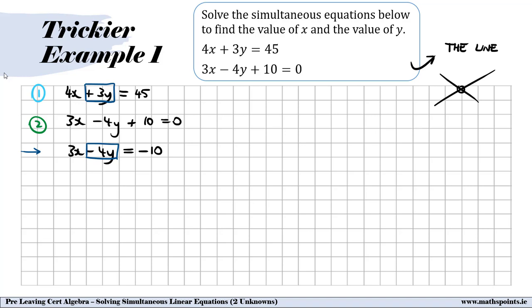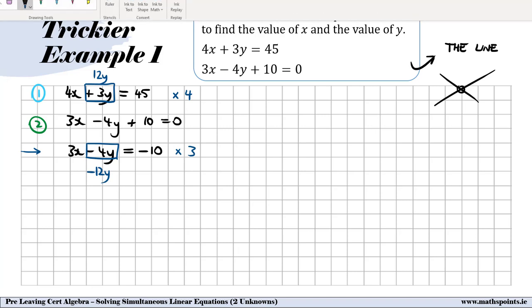The lowest common multiple of 3 and 4 is 12, so I'm going to try and turn equation 1 into 12y and equation 2 into minus 12y. The way I'm going to do that is, well, 3y goes into 12y 4 times, so I'm going to multiply equation 1 by 4, and minus 4y goes into minus 12y 3 times, so I'm going to multiply equation 2 by 3. And that should allow me to eliminate the y's.